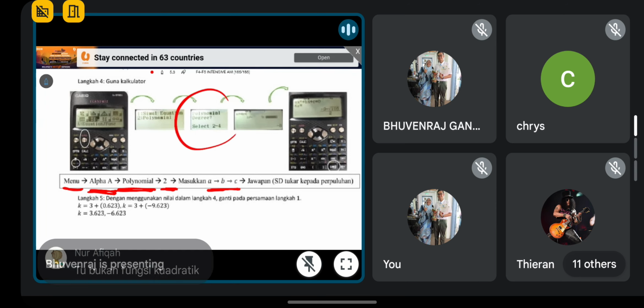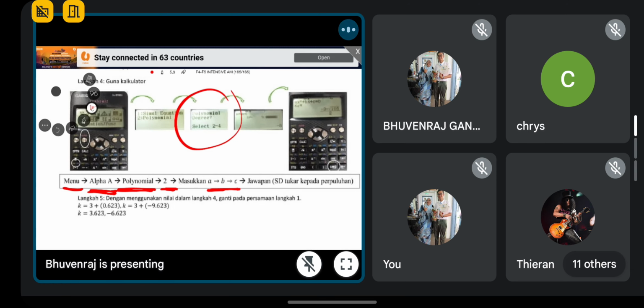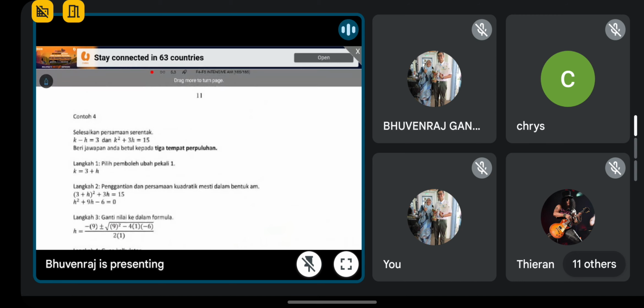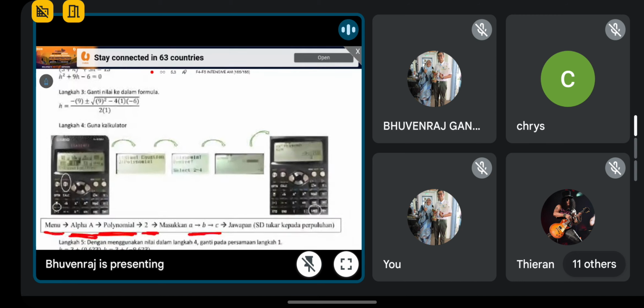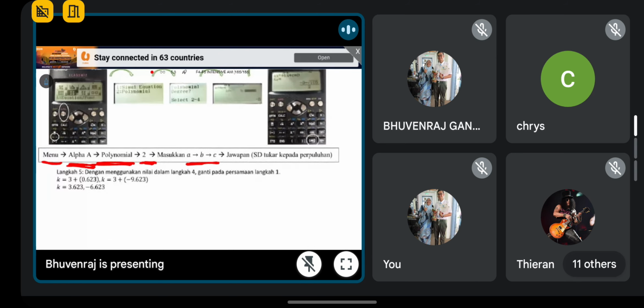Ketiga, maksudnya yang ni ke, Afrika? Bukan fungsi kuadratik. Oh, yang soalan bagi punya ke sana. Oh, ya, betul. Okay, correct. This one is not a quadratic function, guys, sebab ada lebih dari satu pemboleh ubah. More than one. So, boleh ikut langkah ni. Okay, you can use this method if you use this calculator.